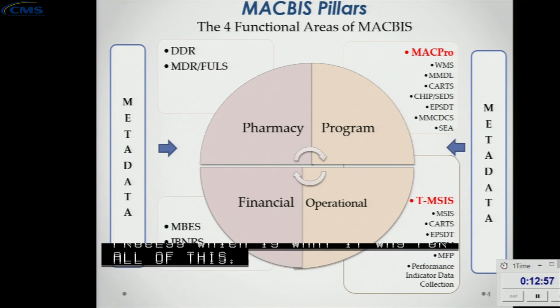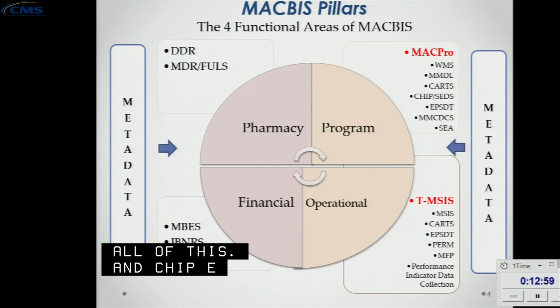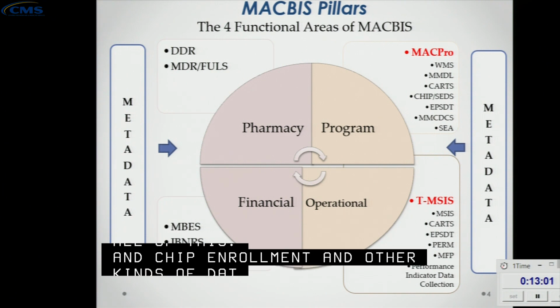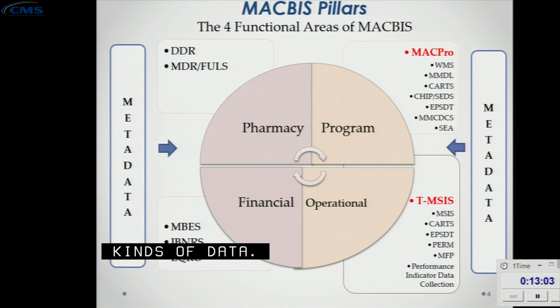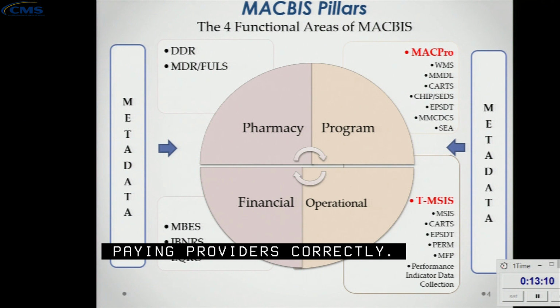PERM is the big one. That's the data set that states have to give to us so that we can make sure that they are paying providers correctly. This is the payment error rate measurement, and that's obviously operational. How well are states performing? What is happening? Data set.